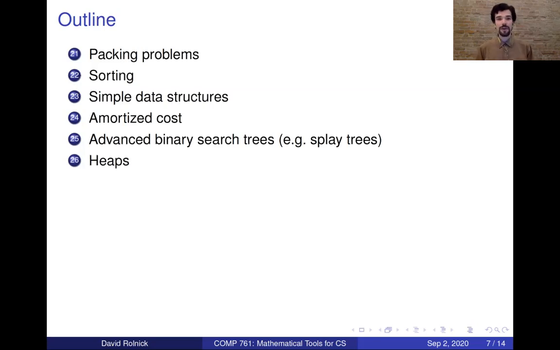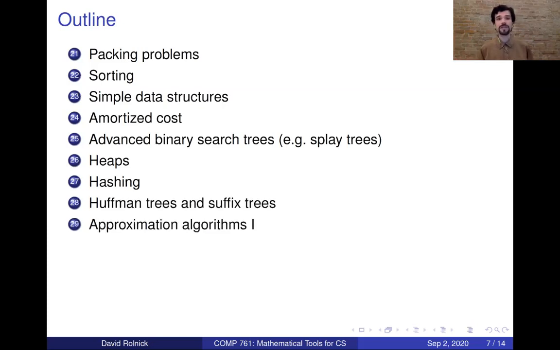Looking at heaps, so more data structures, hashing, different ways that you might go about hashing, a little bit of cryptographic hashing, maybe, I don't know. Look, we can talk about cuckoo hashing. There are really cool things that we can talk about. Huffman trees and suffix trees, different kinds of approximation algorithms, a couple of classes probably on that.